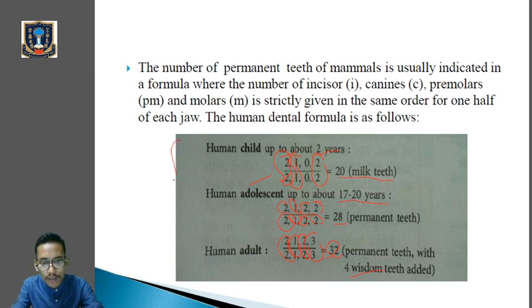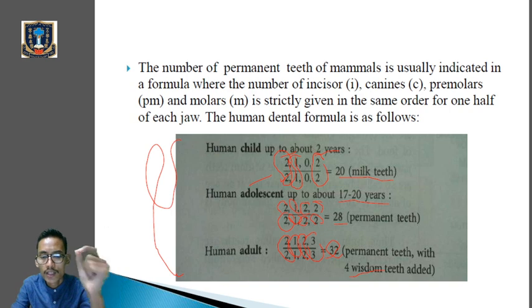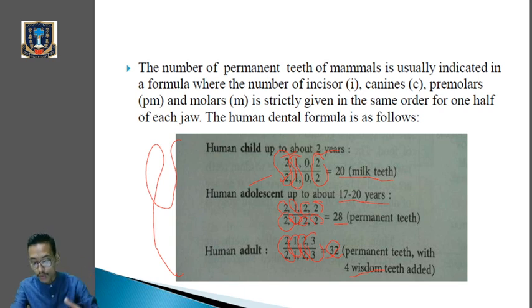So these are the dental formulas for the human child, the human adolescents, and the human adults. Remember, the first one is incisor, the second one is canine, the third one is premolar, and the fourth one is molar. In the human child, 2 means incisor, 1 means canine, 0 means premolar, and 2 means molar. In adolescents, 2 means incisor, 1 means canine, 2 means premolar, and 2 means molar. In an adult human being, 2 means incisor, 1 means canine, 2 means premolar, and 3 means molar. So kindly go through the general dental formula of the human child, human adolescent, and the human adult.